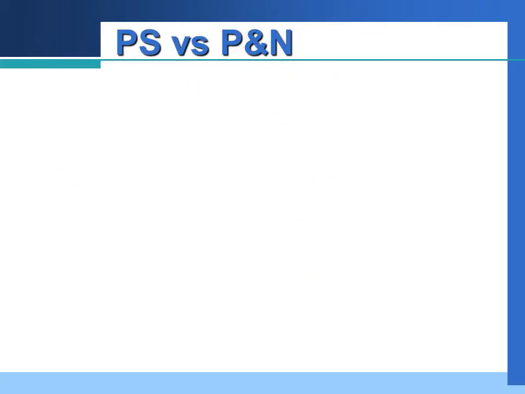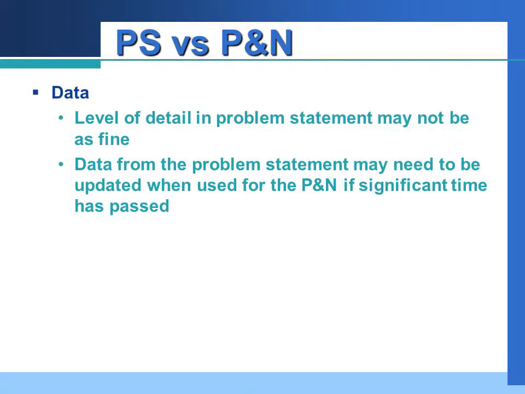Here are highlights of some of the differences between problem statements and purpose and need. The data in a problem statement may not be as detailed as what is ultimately included in purpose and need. Also, depending on the age of the long-range plan, the data from the problem statement may need to be updated before it is used for purpose and need. However, it is important to note that just because information in a problem statement may be old, it doesn't necessarily mean it is outdated or no good. If there hasn't been a major change in conditions, the problem would still exist, though the magnitude of the problem may have increased.